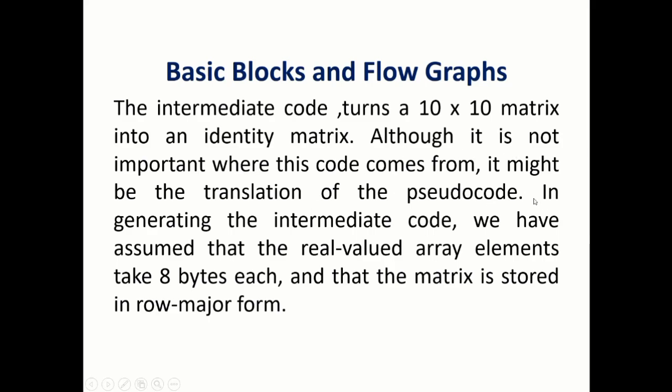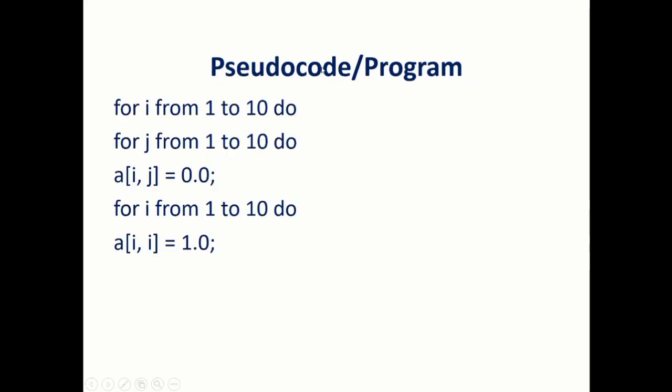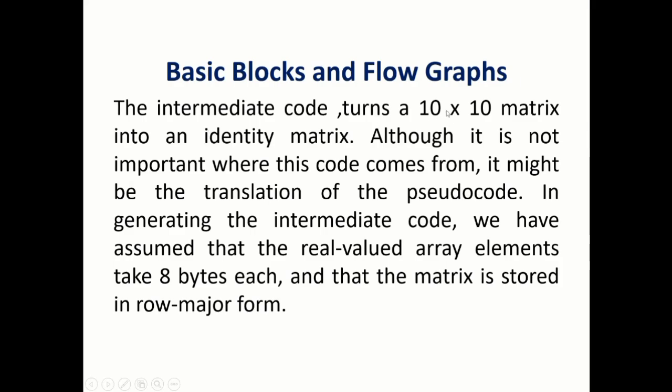In generating the intermediate code, we have assumed that the real valued array elements take 8 bytes each and that the matrix is stored in row major form. This is the pseudocode of this question. Here the matrix considered is 10 cross 10, each array element takes 8 bytes, and the matrix is stored in row major form.